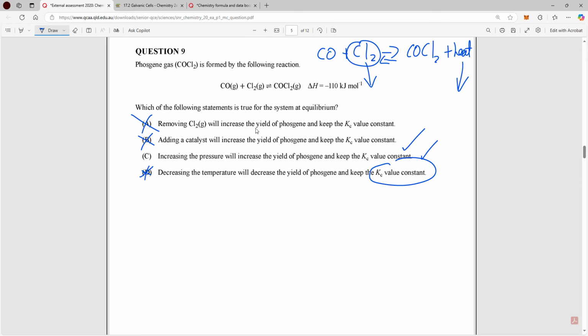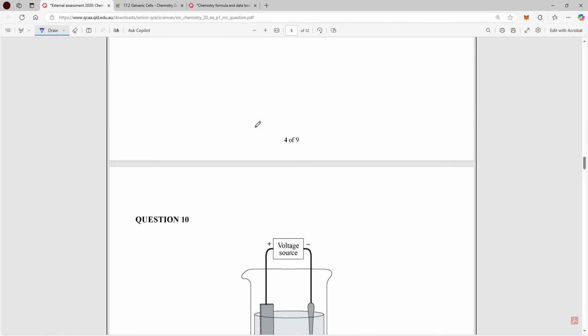So it would actually shift from left to right to produce more of this, which is the opposite of what they're saying here. So the correct answer, I think, is C. Okay. But yeah, let's go to the next one.